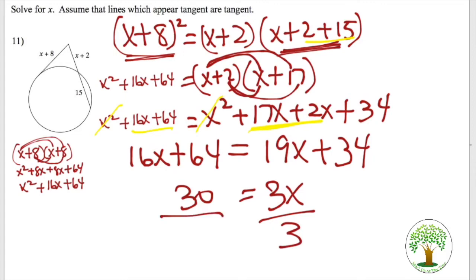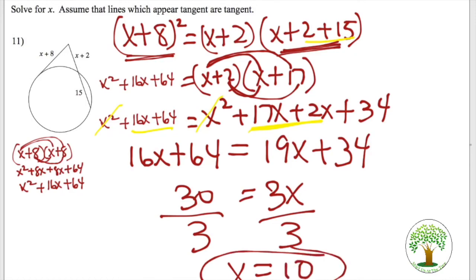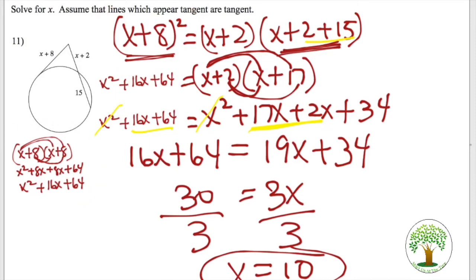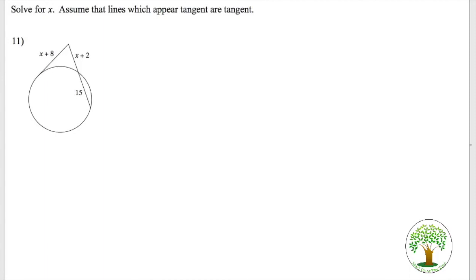Divide by 3, x equals 10. All right. The trick to this one is not only do you have to set this up correctly, but when you square it, you have to do all that. And when you multiply this out, you need to make sure you do the distributive property 2 times. Let's check our answer. We got 10.